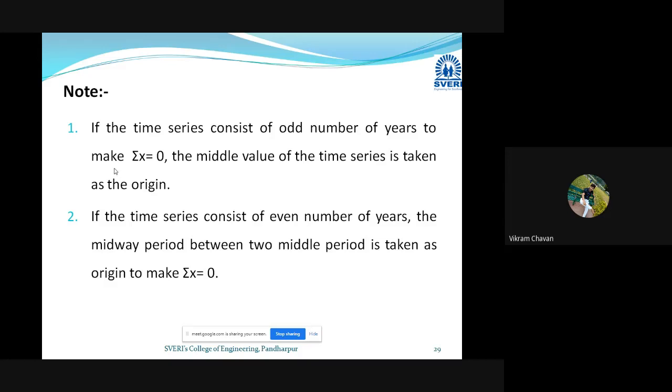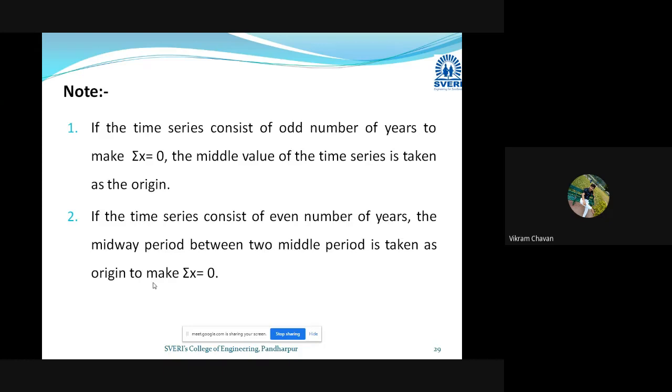And if the problem is related to an even number, if the time series consists of an even number of years, the midway period between the two middle periods is taken as the origin to make summation of x equal to 0. So if there are an even number of years, consider there are 10 years provided to you, and you have to find out the demand for the 11th year, 12th year. Then in that case, what will be the two middle years? There will not be a single middle year.